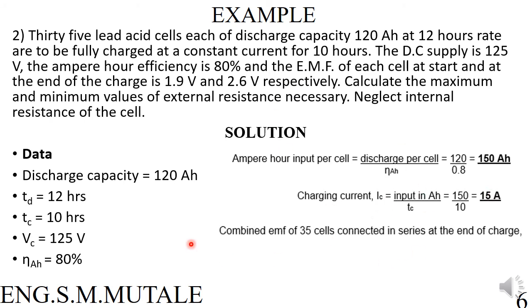Okay, so the combined EMF of 35 cells, just as the question states, which are connected in series at the end of the charge, will just be given by, because we have these two, because they're saying EMF of each cell at start and at the end. You have this 1.9 volts, which is for the start, and 2.6 volts, which is for the end. Therefore, the combined EMF of 35 cells connected in series at the start of charge would be the number of cells times its EMF. So you're going to have that as the combined EMF, which is 66.5 volts.